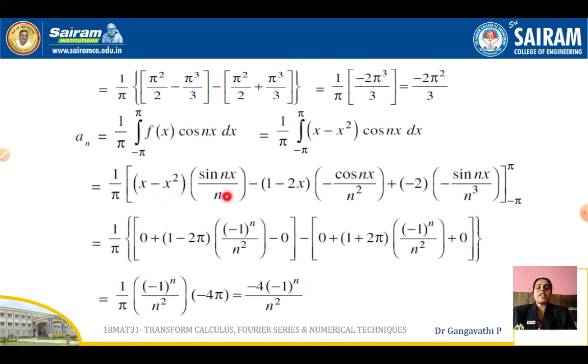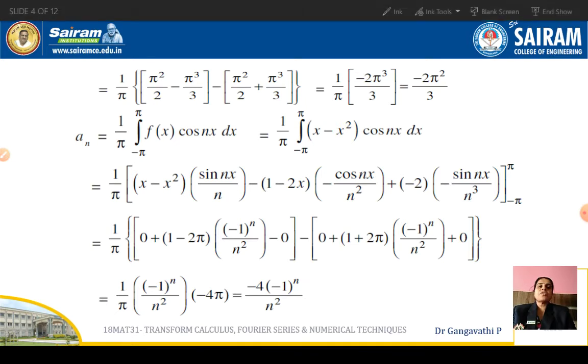First function: integration of cos nx is sin nx by n, minus integration of... The first function must be kept on differentiating and the second function must be kept on integrating. So the first function's differentiation is 1 minus 2x, and the integration of cos nx is minus cos nx by n square. Again differentiate this, we get minus 2, and again integrate, we get minus sin nx by n cube, in the interval minus pi to pi. The next term would be 0 because the differentiation of minus 2 will be 0.